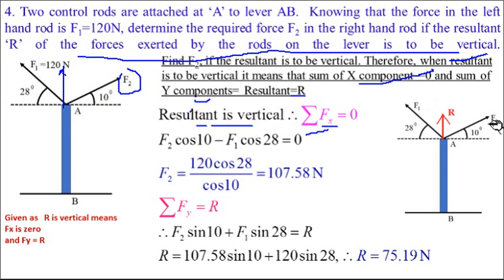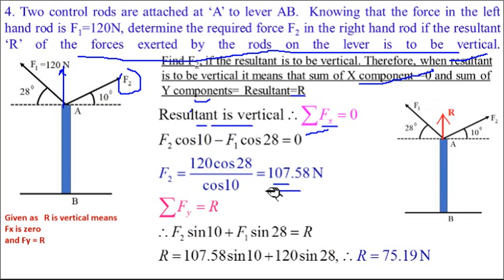Resolve forces in x direction. How will x direction resolution be? So F2 cos of 10 minus F1 cos of 28 equal to Fx, and what is that Fx? Fx equal to 0. Here F2 cos of 10 minus F1 cos of 28 will be equal to 0 because Fx equal to 0. Okay, so here we will get some relation. Write F2 equal to, the sign will become positive, and F2 will be 120 cos of 28, because F1 is known, divided by cos of 10 in the denominator here, you will get the magnitude of F2.